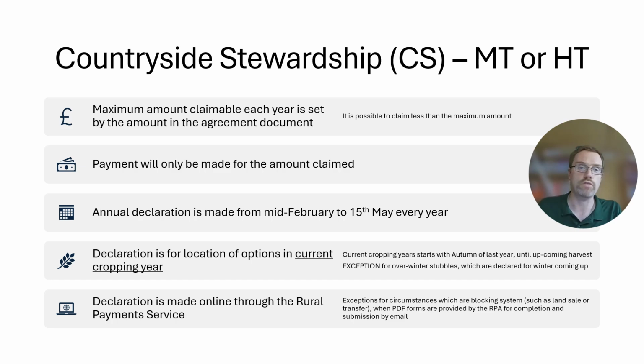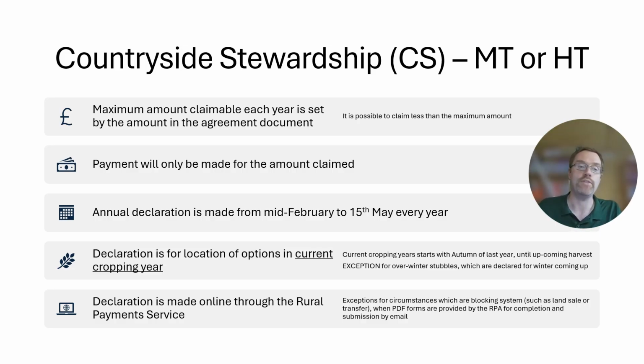Moving on to Countryside Stewardship, that's Mid-Tier or Higher Tier for those people who've still got some of those schemes. This is pretty much the same as an ELS HLS process. There is a maximum amount you can claim in your agreement. You will be paid for what you declare. The declaration is made in the same time frame as the ELS HLS. It's made from mid-February to mid-May.